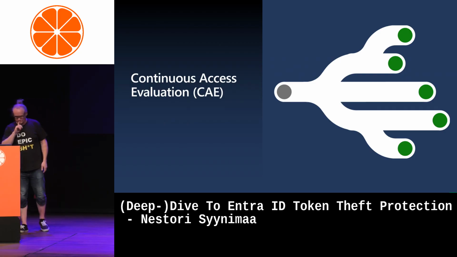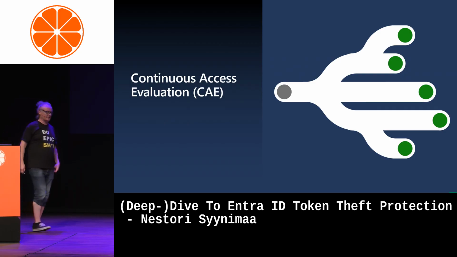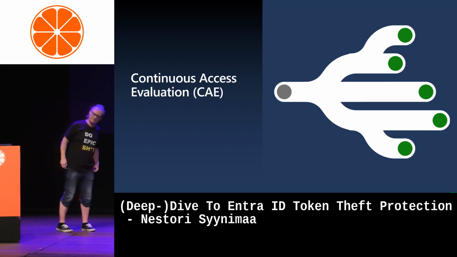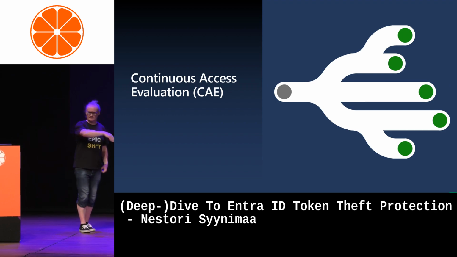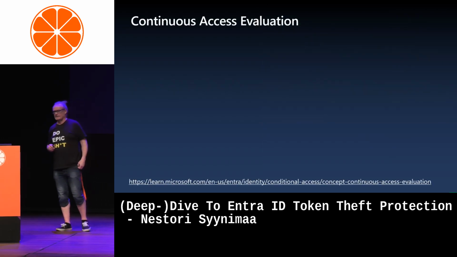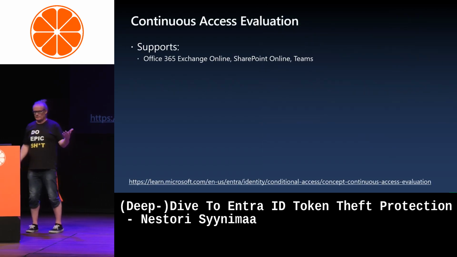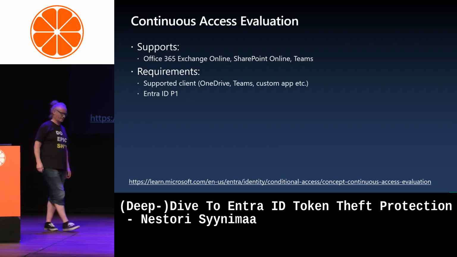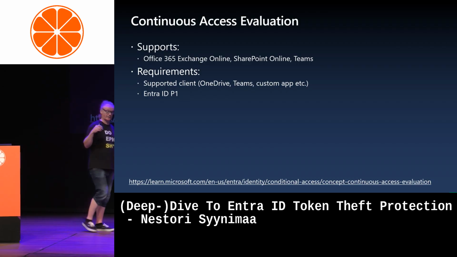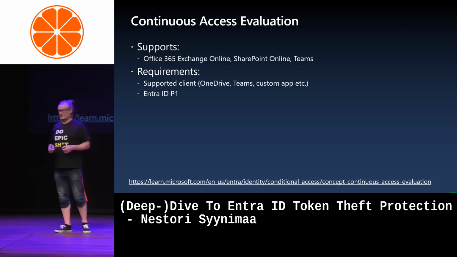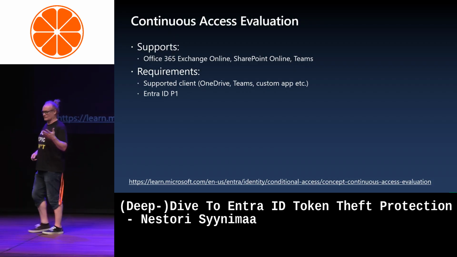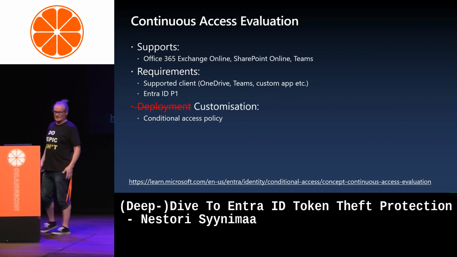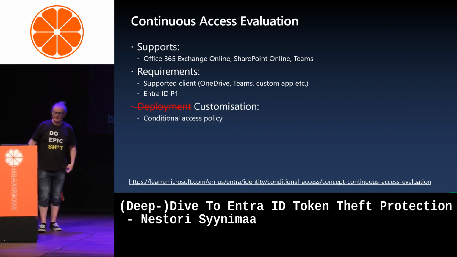Okay. Then to the last one, continuous access evaluation. Who has heard about this earlier? Like earlier than today? Yeah, okay. Good. So it supports our main backend services, and there are some requirements, like you need a supported client. I learned this yesterday because someone asked after my talk whether we support third-party applications. I said, I don't know. But now I know that we do. So you can have your own client also use this. And it requires Entra ID P1. And you don't deploy that anymore.